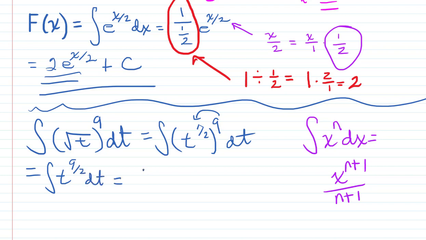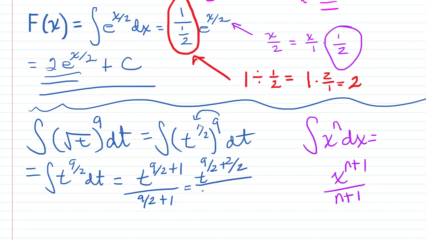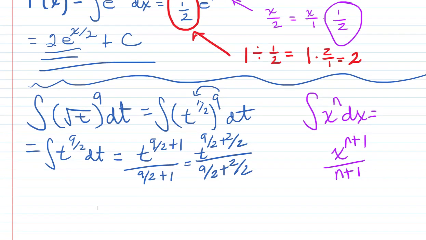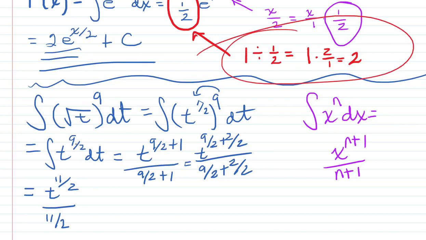And now I'm ready to use my power rule, which says 9 over 2 plus 1, which is going to be 9 over 2 plus 2 over 2 to get a common denominator. So this is going to equal t to the 11 over 2. And based off of what I was showing you up here, the whole flipping thing, when this gets flipped, this is now going to become 2 over 11. So that got flipped, t to the 11 over 2, and then of course plus c.